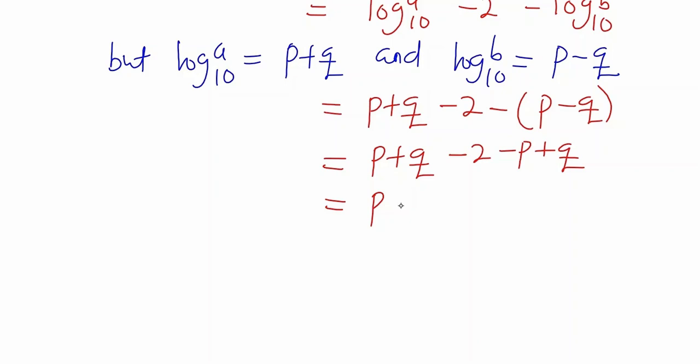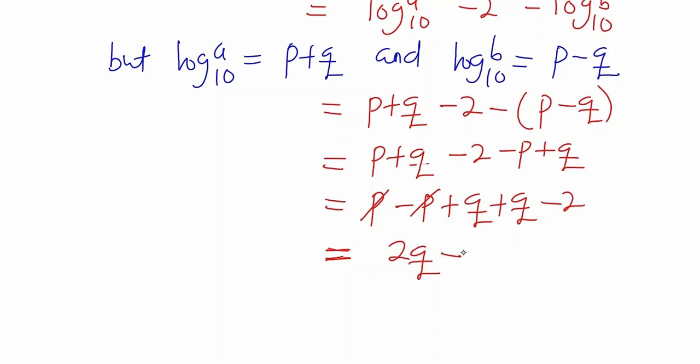Now we can see that we can group items here. So we have p first, minus p follows, and we have the first q, and then the second q follows, and we have our minus 2. Now we can see that minus p and positive p gives us 0, and then q plus q gives us 2q, and then we have minus 2. So at this point, our value of logarithm of a over 100b base 10 is the same thing as 2q minus 2. And this becomes the solution to this question, and our video ends here.